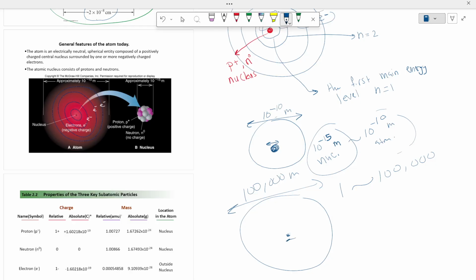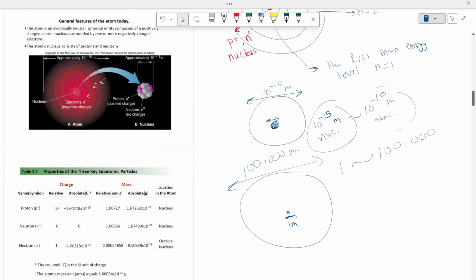You and your desk have a diameter of 1 meter. So when you compare the size between you and your desk to the size of Riyadh city, it will be approximately the same as the ratio between the size of a nucleus and the size of the atom. There is a big difference between them.